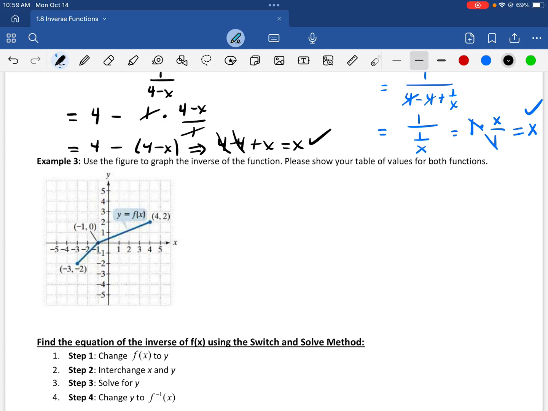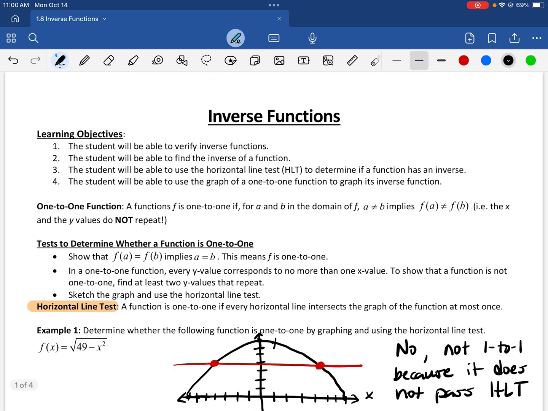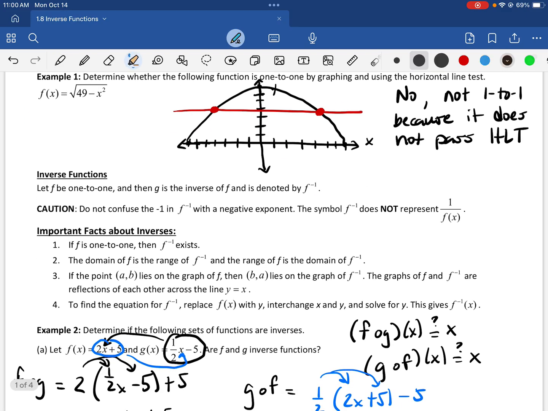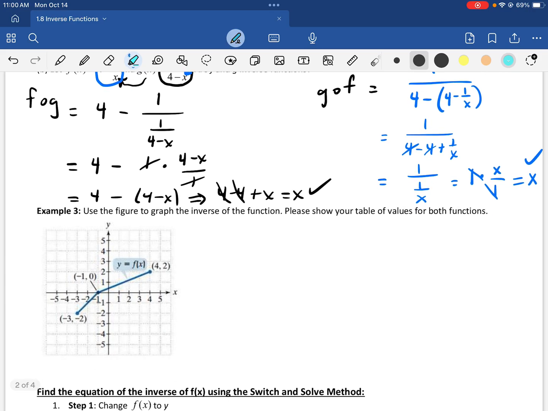All right, number 3, it says use the figure to graph the inverse of the function. Please show your table for both functions. So if we remember back over here, we said that if the point (a, b) lies on the graph, then (b, a) lies on the inverse of it. That's going to be the important part here with trying to find the inverse of this graph that we're looking at here in example number 3. We are going to list out the points that are on function f here.